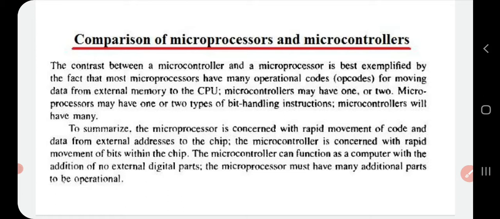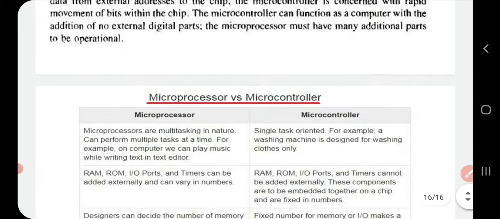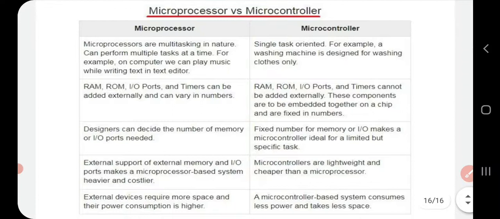A microcontroller functions as a computer with the addition of no external digital parts, whereas a microprocessor will need additional parts to be operational. That is, for a microprocessor to be functional, it must have additional parts, whereas a microcontroller doesn't need that. In a microprocessor, the movement of code and data takes place from an external address, that is, from memory to the chip, whereas in a microcontroller all these data or code movements take place within the chip. So study these differences, it's very important. Plus there are a few other differences between microprocessors and microcontrollers.